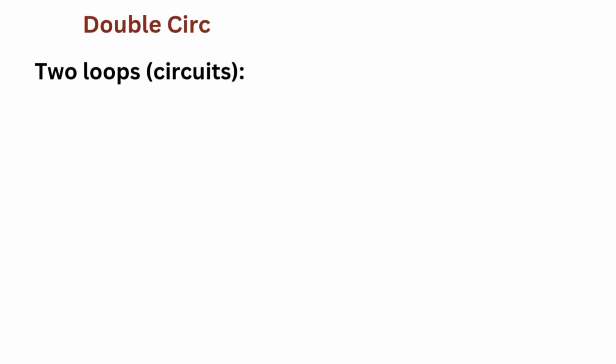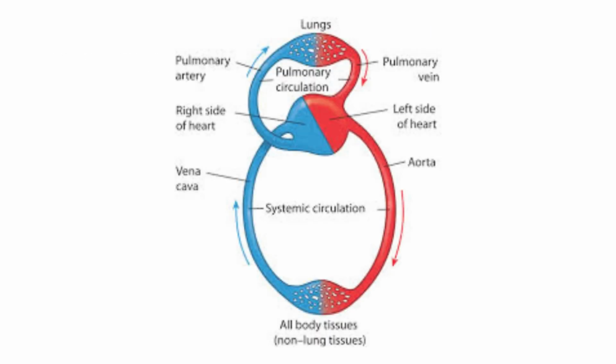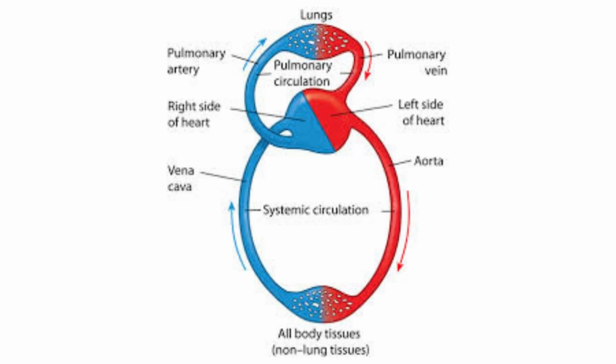Double circulation. In pulmonary circulation, blood flows from the heart to the lungs and back to the heart. It carries deoxygenated blood to the lungs, where it becomes oxygenated, and then returns it to the heart. In systemic circulation, blood travels from the heart to the rest of the body and back again. This delivers oxygenated blood to body tissues and returns deoxygenated blood to the heart.